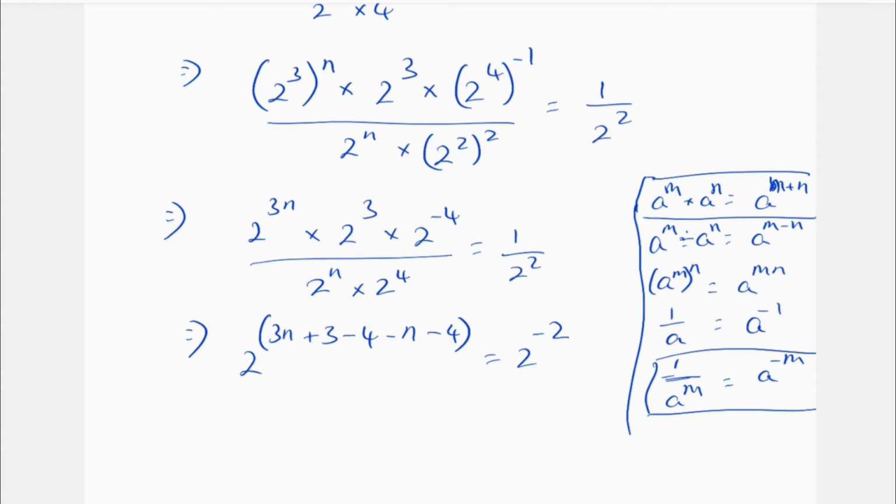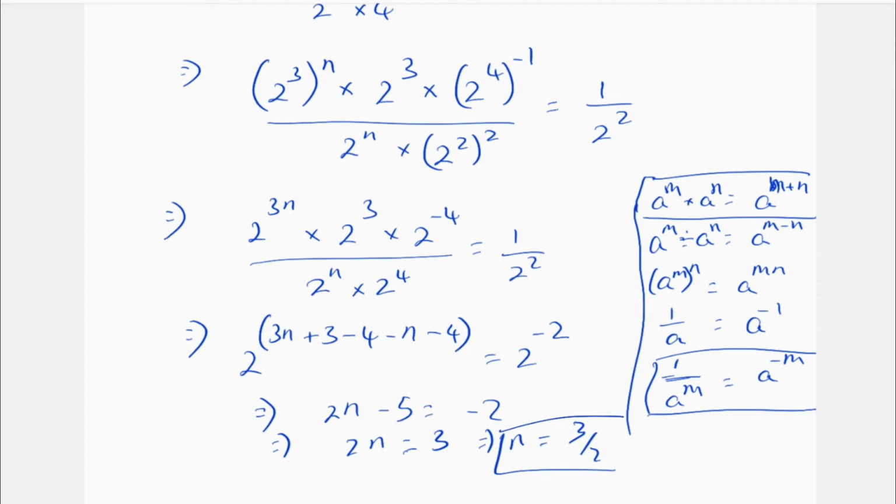Once I have done this, I can eliminate the bases. I can equate the powers because base 2 and 2 are the same on both the left hand side and right hand side. So I have 3n minus n is 2n, and 3 minus 4 is minus 5, gives me minus 2. Which means that 2n is equal to minus 5. When it comes to the right hand side, it will become plus 5. So plus 5 minus 2 is 3. In other words, n is equal to 3 by 2. This is the answer. Okay, n is equal to 3 by 2. I hope this is clear.